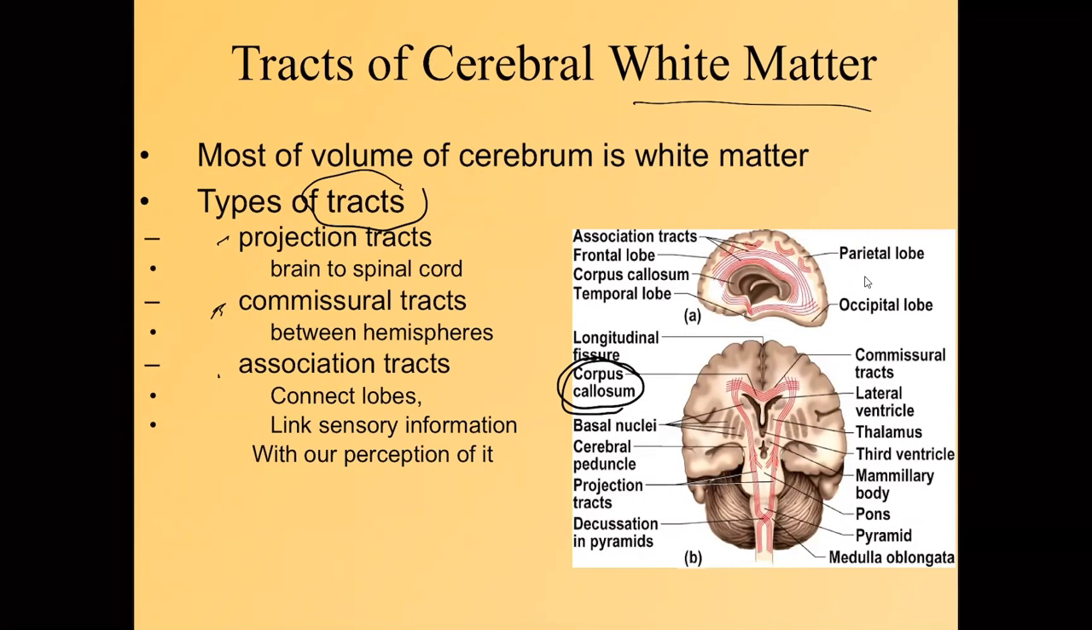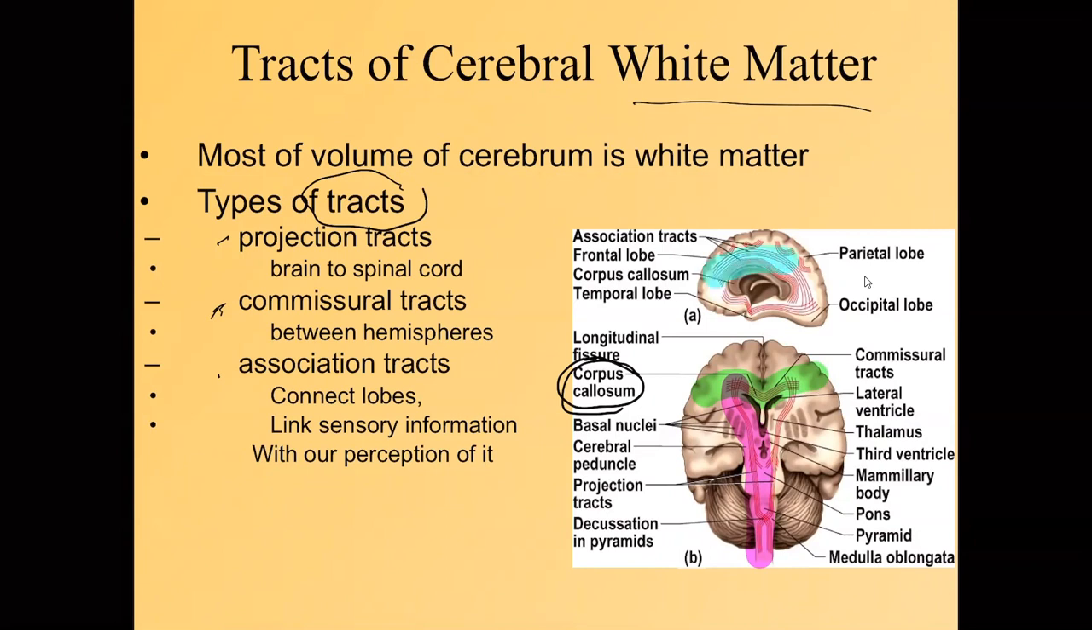So projection tracts are going up and down. If we look here, let me try to highlight it, projection tracts are going up and down. Commissural tracts are going to do two sides. This corpus callosum connects the right and the left half together. And then association tracts are connecting lobes, connecting information within lobes.